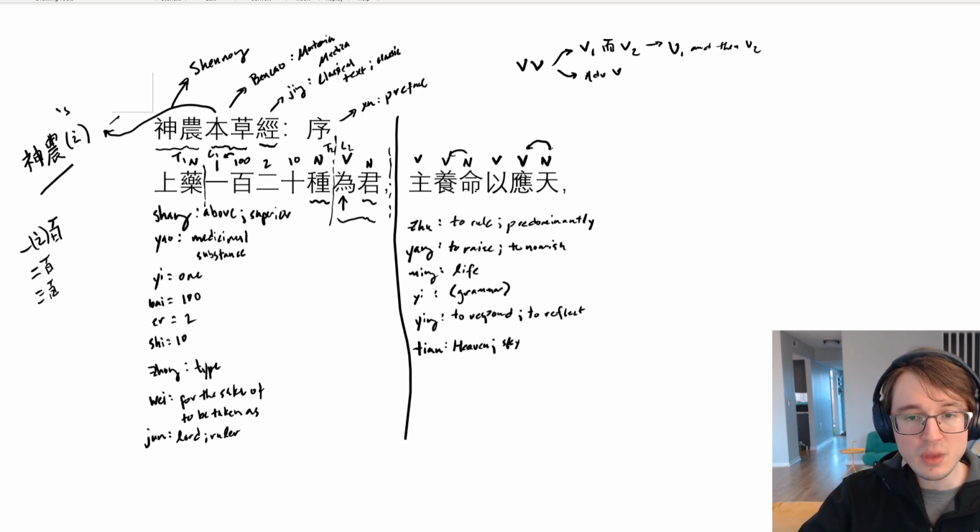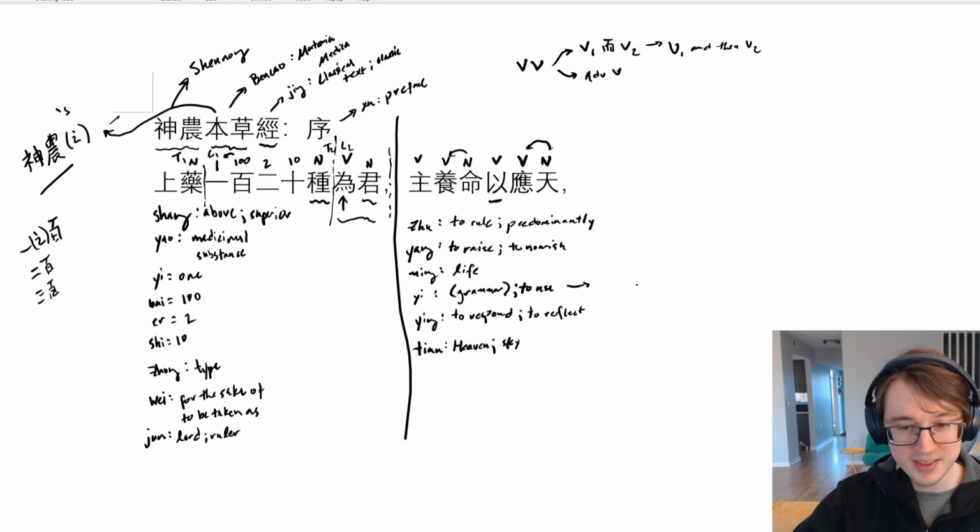Now, then this next part, yi, to use is generally the most common usage of this. So we're using something. The structure usually looks like, it looks like oops, let me fix that.